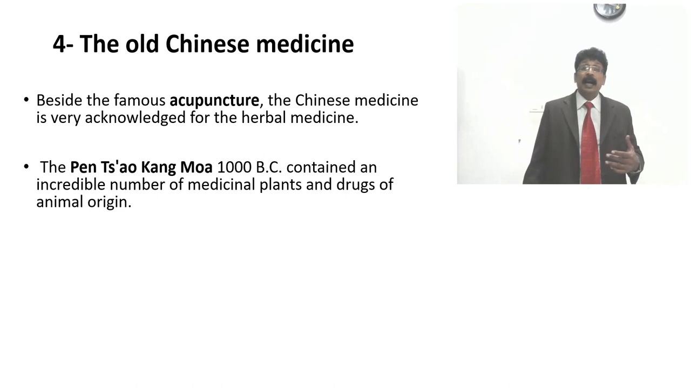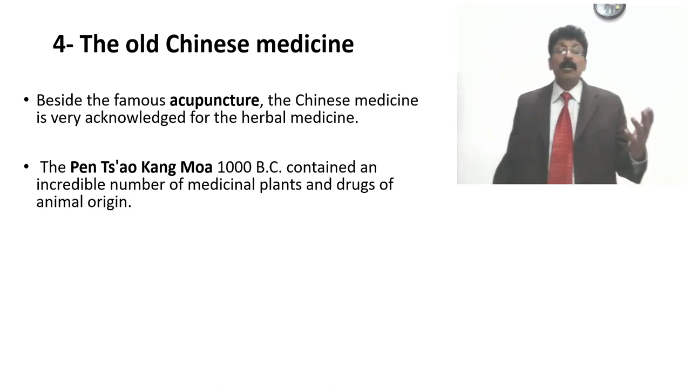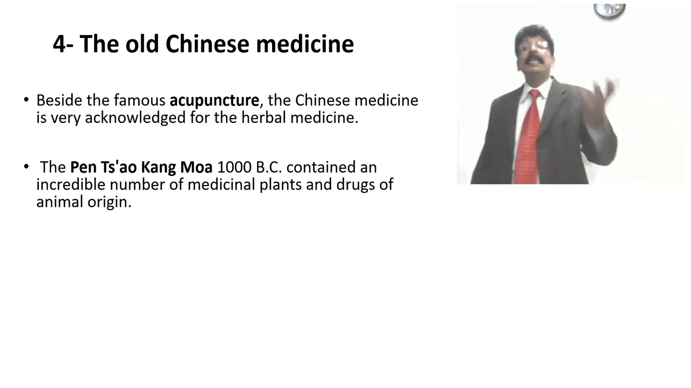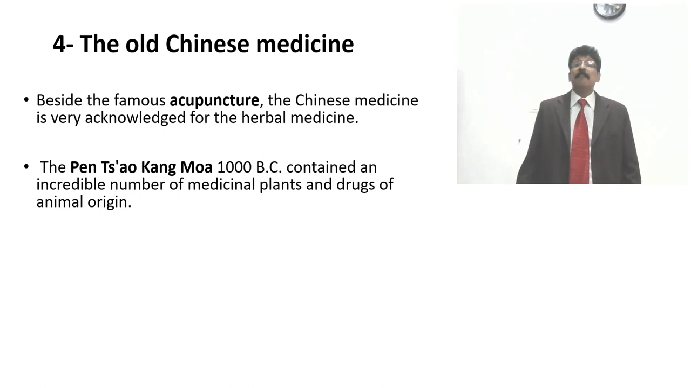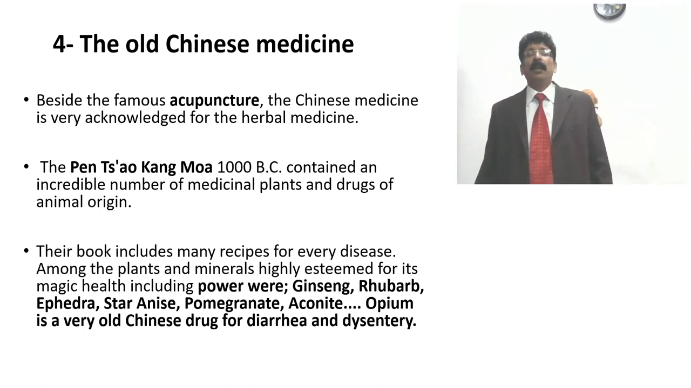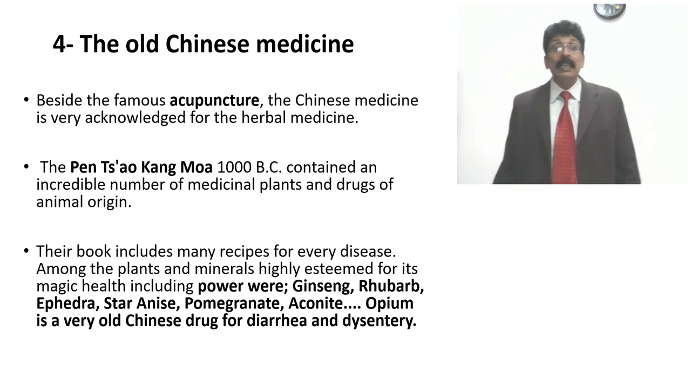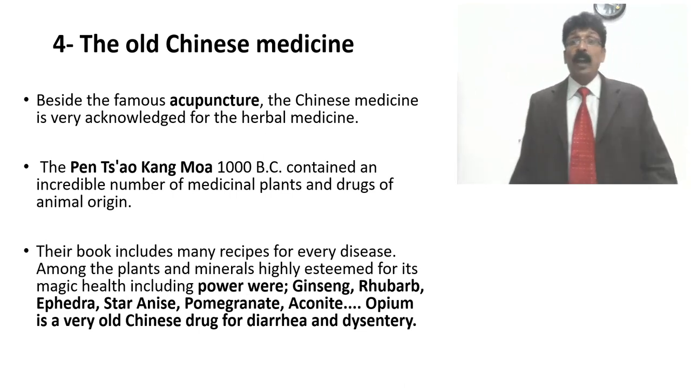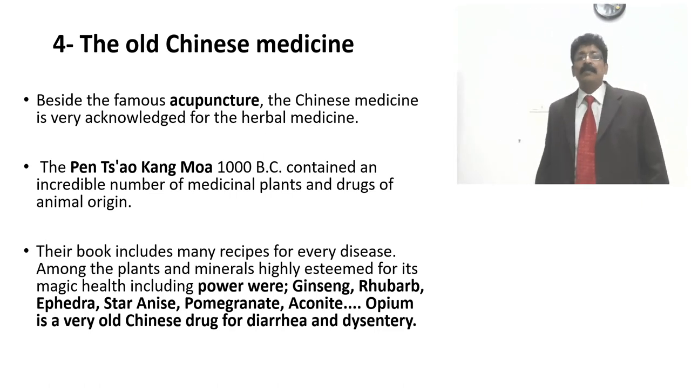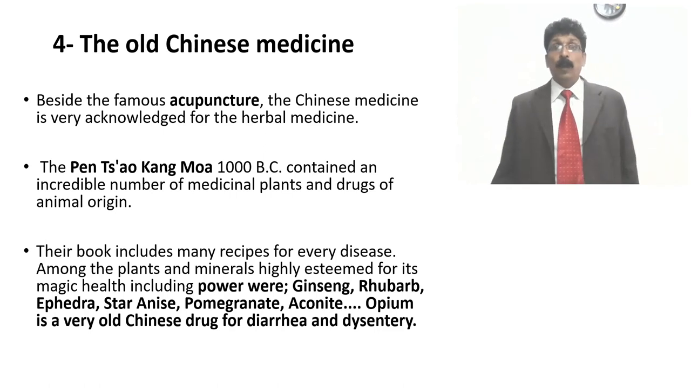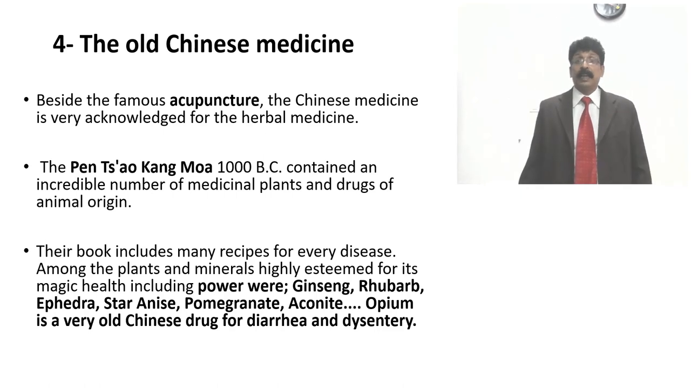And you can see the person Pen Tsao Kang Mu, around 1000 years before Christ, whose book contained an incredible number of medicinal plants and drugs of animal origin. This book includes many recipes for every disease, among the plants and minerals highly esteemed for their magic health-giving power, where ginseng is an interesting plant. I have given a ginseng lecture also on my website. You can also see rhubarb, ephedra, star anise, pomegranate.